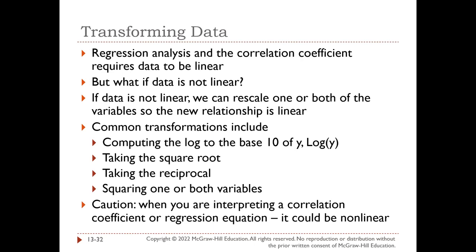So, transforming data. Regression analysis and the correlation coefficient require data to be linear. Again, it has to be a line. But what if the data is not linear? Okay, so we'll have to mold it to the linear form. If data is not linear, we can rescale one or both of the variables so that the new relationship is linear. Common transformations include computing the log to the base 10 of y, so log y, taking the square root, taking the reciprocal, or squaring one or both variables. Caution: when you are interpreting a correlation coefficient or regression equation, it could be nonlinear, but we need to fix it.